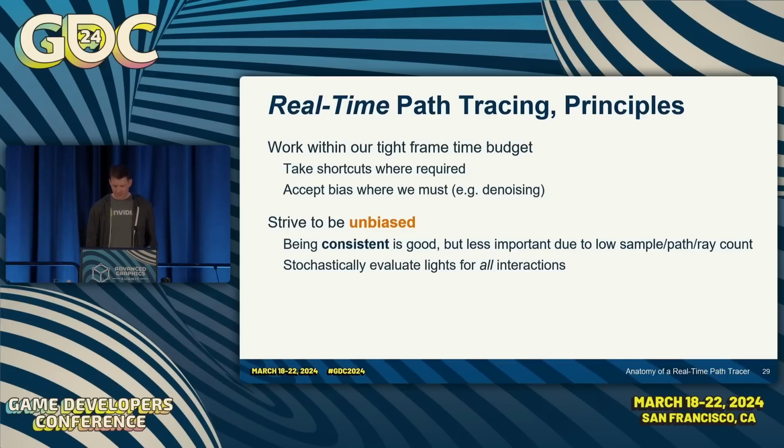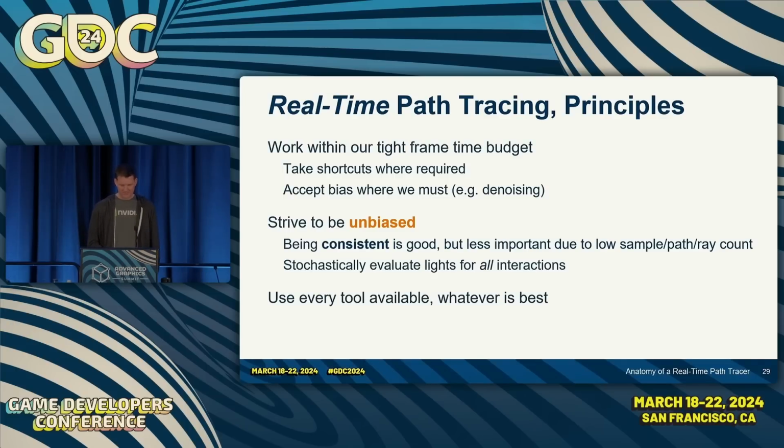And one of the other elements of this is that we're going to stochastically evaluate lights for all of our interactions. And this provides tangible performance benefits that Evan is going to talk about later. But it also delivers more consistent results across different effects. So for instance, direct lighting versus reflections.